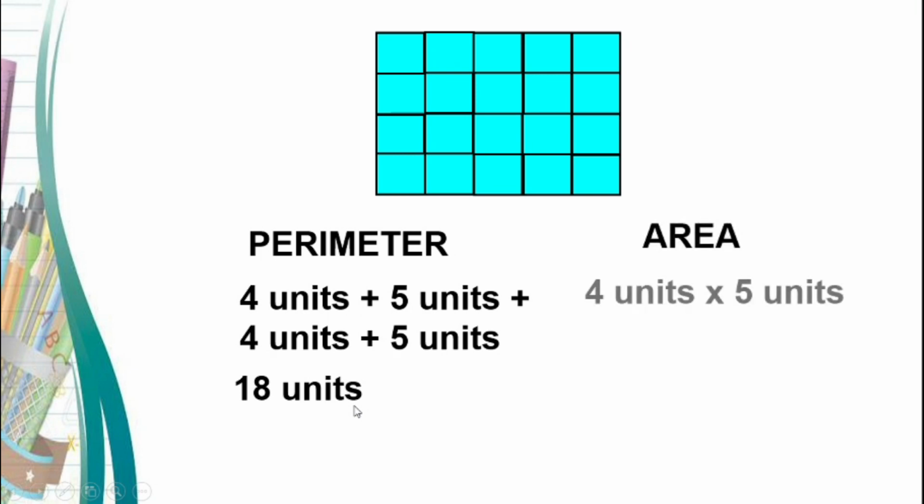While the area is 4 units multiplied by 5 units. So this would be 1, 2, 3, 4. And then multiply it by 5 units. We have 1, 2, 3, 4, 5. So all in all, the square units is 20. We have 1, 2, 3, up to 20. So that would be the area. So by comparing using the blocks, we have 18 units for perimeter and 20 units for an area.